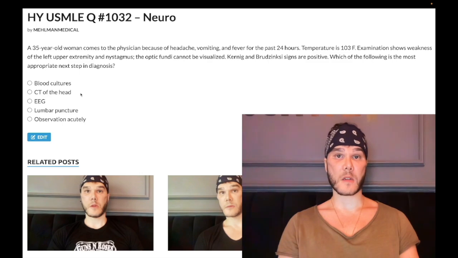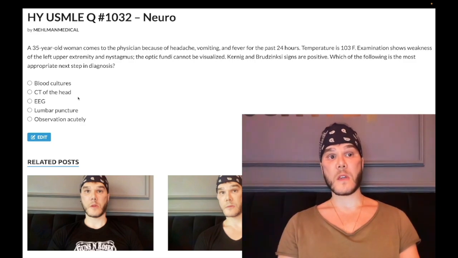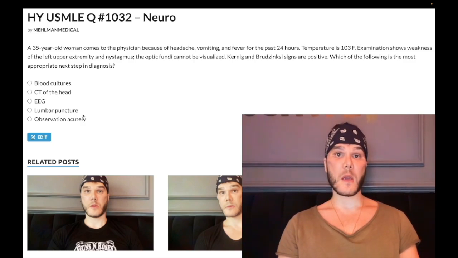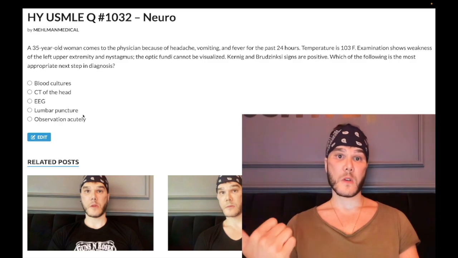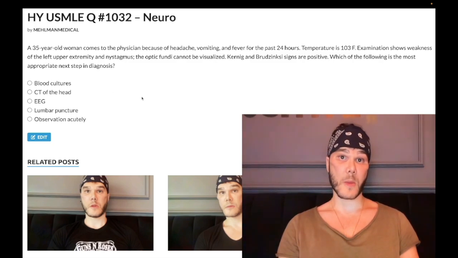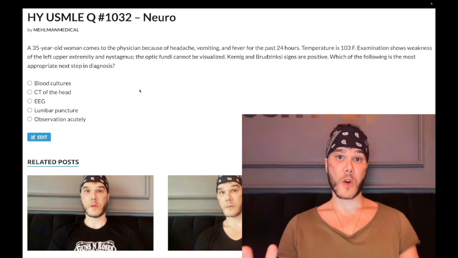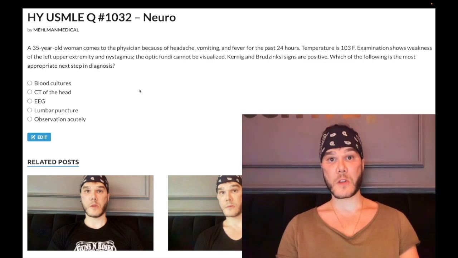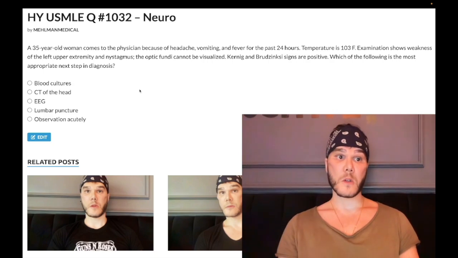Choice B, CT of the head, correct answer. Now, the reason it's difficult is because you need to know that for meningitis, you do CT before LP if there's vomiting, if there's seizure, if there's focal neurologic signs, which we have here with the left upper extremity, or if there's papilledema, which reflects increased intracranial pressure, or the optic fundi cannot be visualized. Okay? It's not dramatic, but it's something you have to know for 2CK, and it shows up on the NBME exams. Students choose LP, it's wrong.